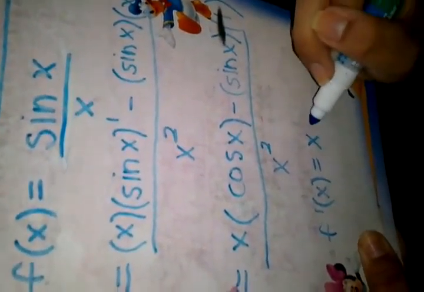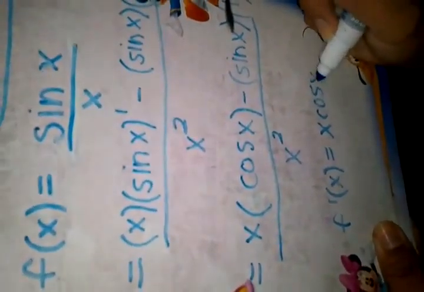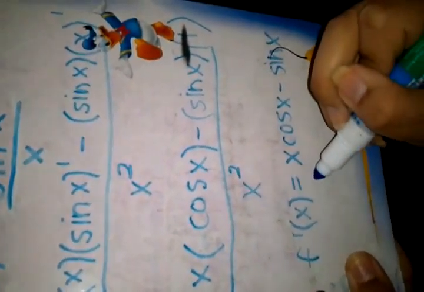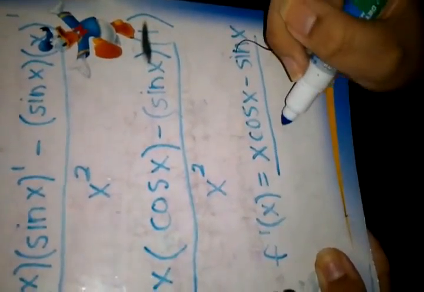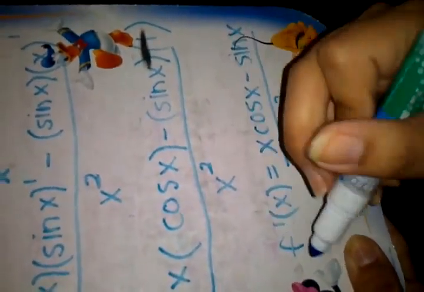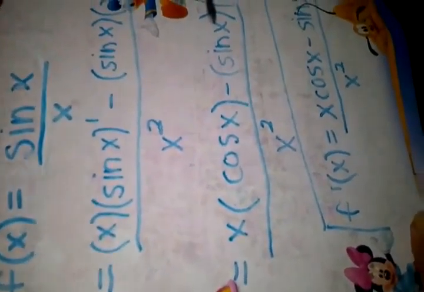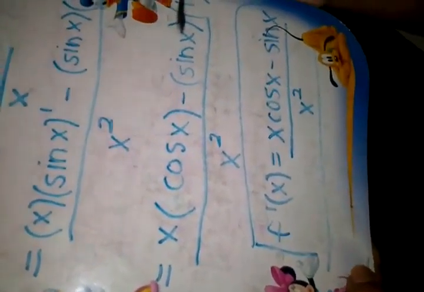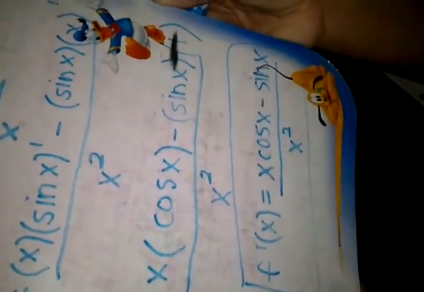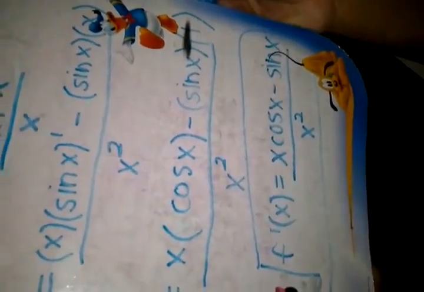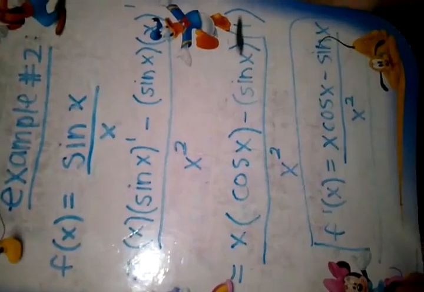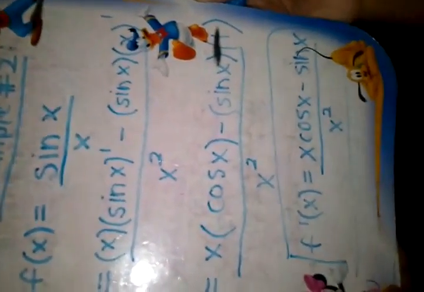And right now she's just about to simplify to get the final answer. So your final answer is f prime of x equals x cosine x minus sine of x over x squared. And that's how you solve the problem using trigonometric functions with the quotient rule.